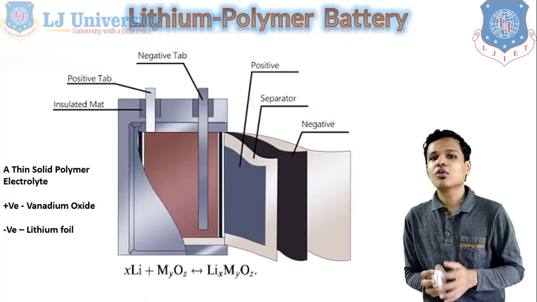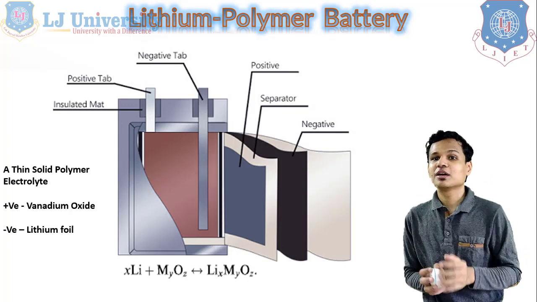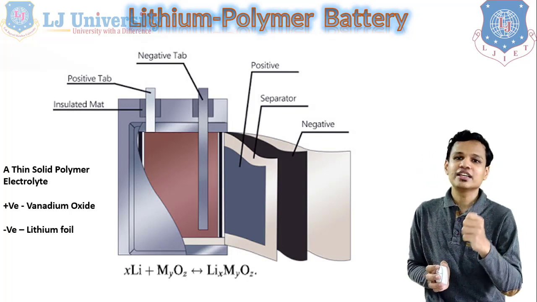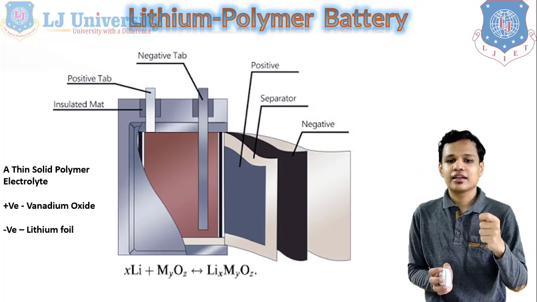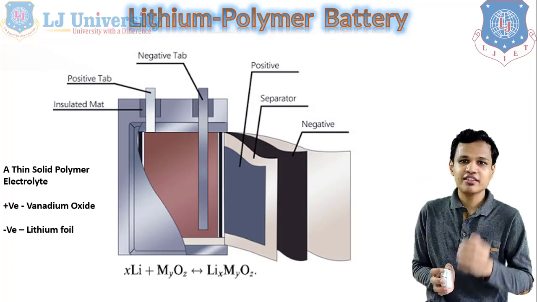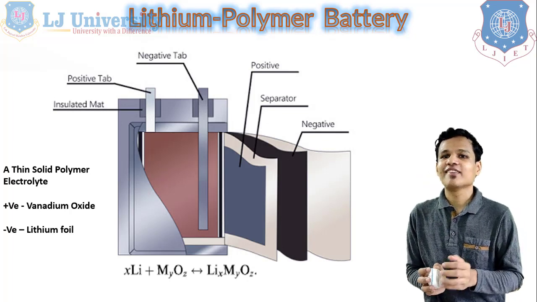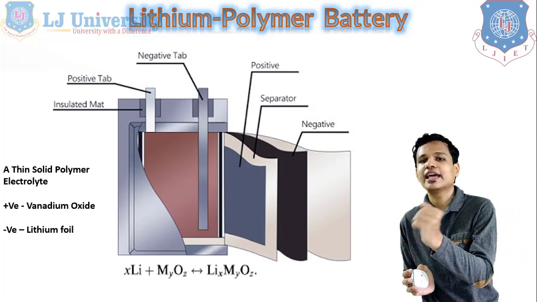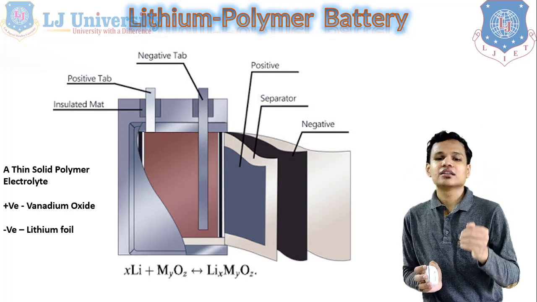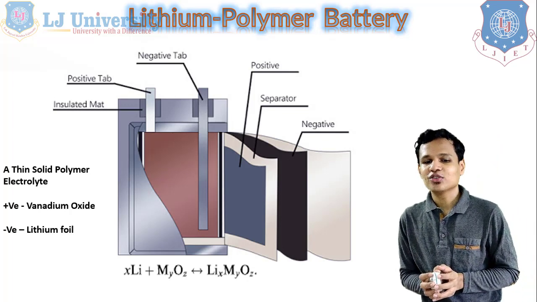Next we will see the lithium polymer battery. In the case of the lithium polymer battery, you can see here that we are using lithium foil as the negative electrode, and as the positive electrode we are using vanadium oxide, or we can use any polymer material, right. For the electrolyte, a thin solid polymer will be used.